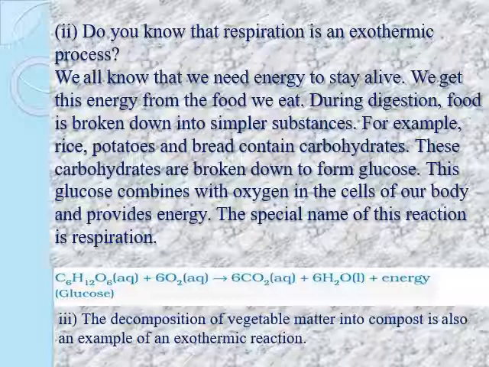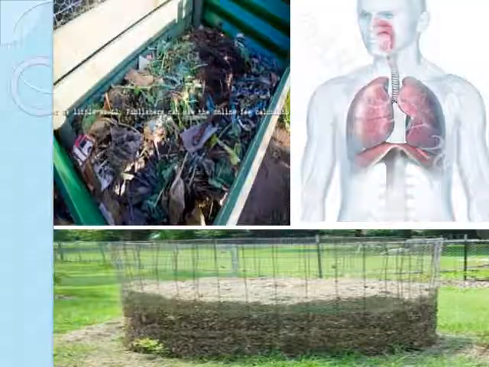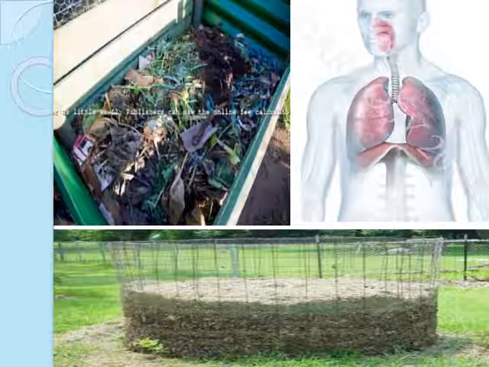This is again a frequently asked board question: why is respiration an exothermic process? Because respiration, as we know, is the chemical oxidation of food material to release energy in the form of ATP molecules. That ATP is utilized in our body to keep us alive. ATP is the energy currency of the cell, and it is produced by burning of glucose in the presence of oxygen. This reaction is known as respiration, and it is an exothermic process. This is a pictorial diagram of exothermic processes.